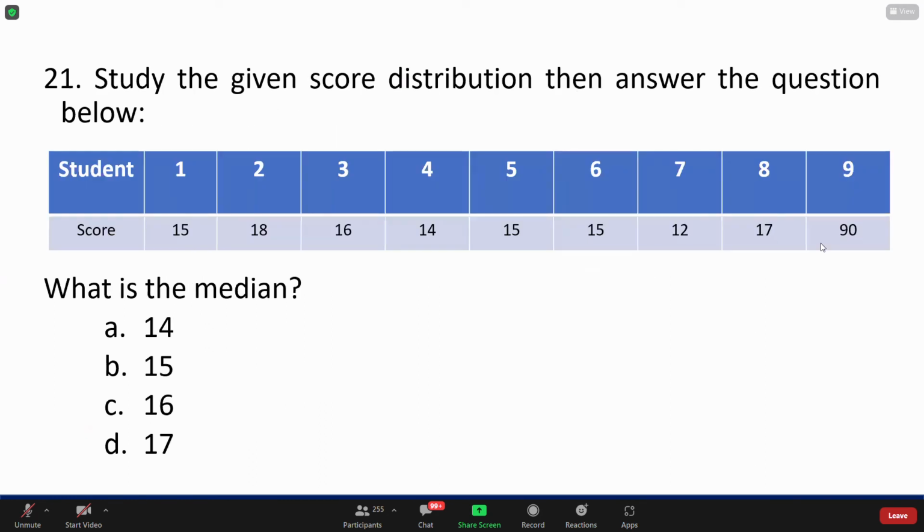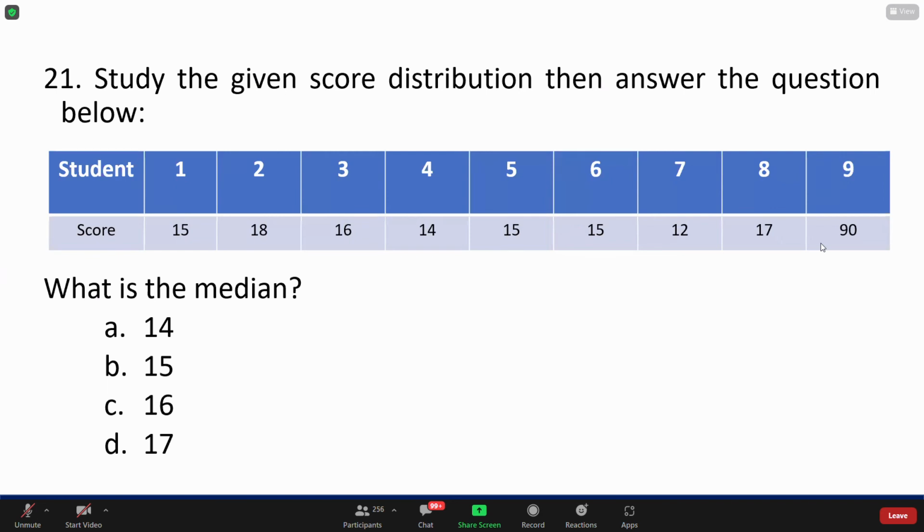Here I won't call a math major. Number 21. Sige. What is the median? I just need to hear your answer. I don't want to call math majors. I would like to call other students. Sige, Bautista Joffrey. What is the median? Narinig po, sir. Yes po.